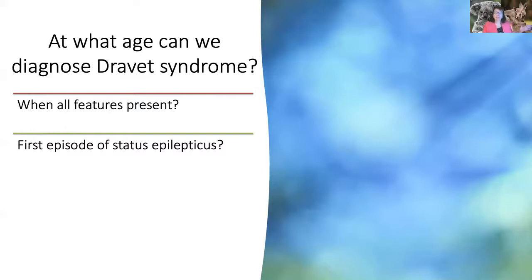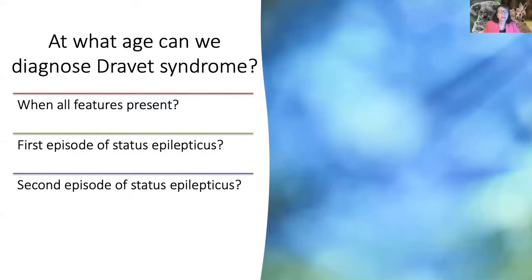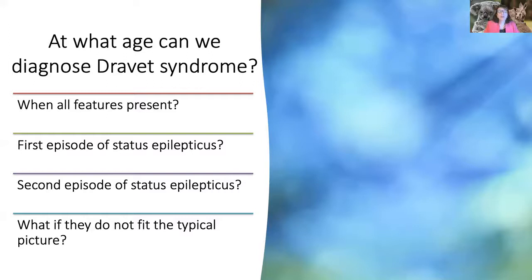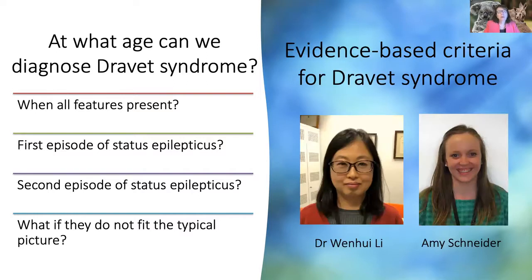Can you, in fact, diagnose it when they first present with their first episode of status epilepticus? Maybe you require the second episode. And what if the child doesn't have all the typical features? Can you still make a diagnosis? So the aim of this study was to try and develop evidence-based criteria for Dravet syndrome.